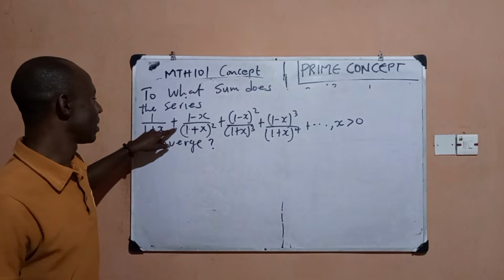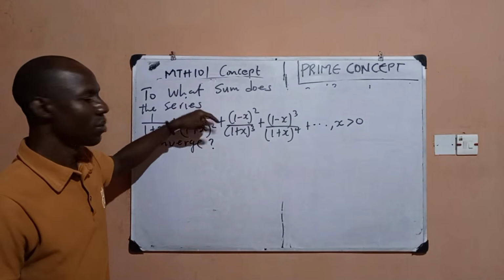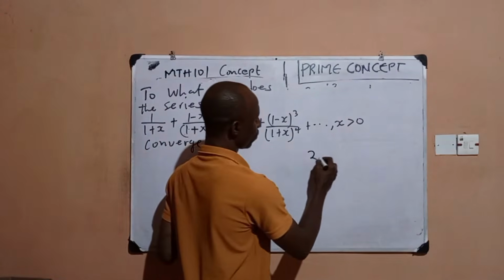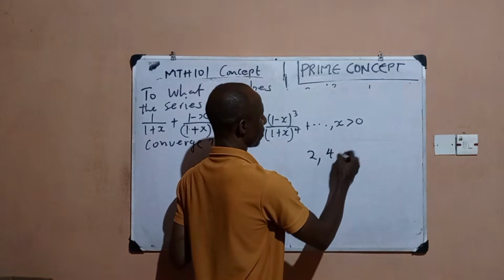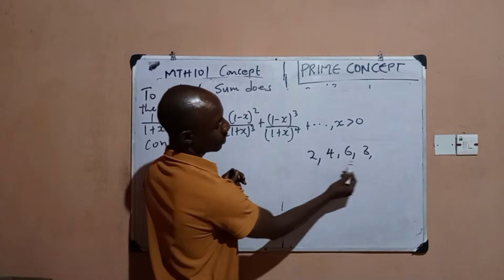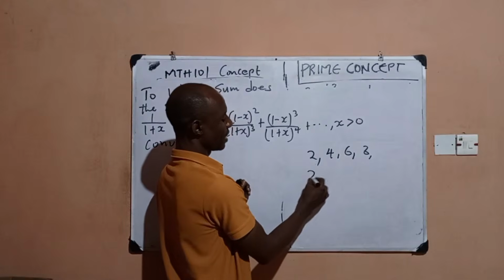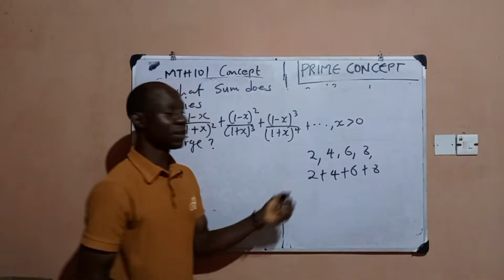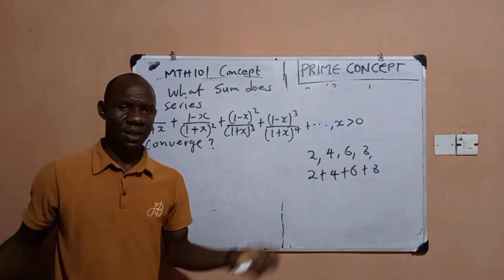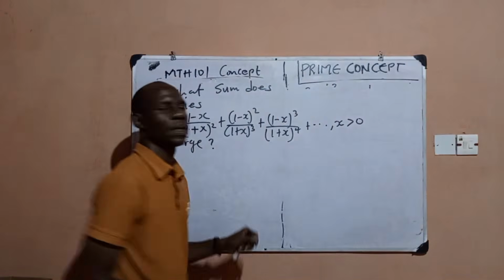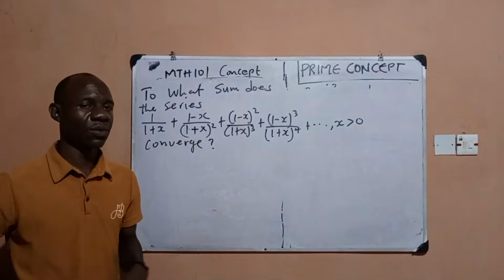Series is always indicated with plus, but sequence is separated with comma. If I write something like this, 2, 4, 6, 8, and so on, because it is separated with comma, it is a sequence. But if I say 2 plus 4 plus 6 plus 8, then because it is separated with plus, it is what? A series. That is different. The same rule that applies to series applies to sequence.